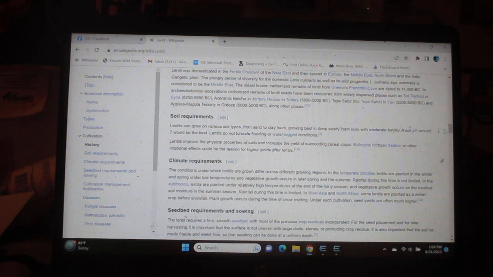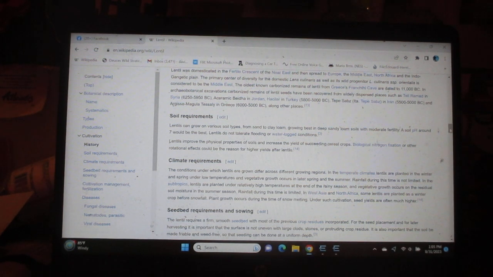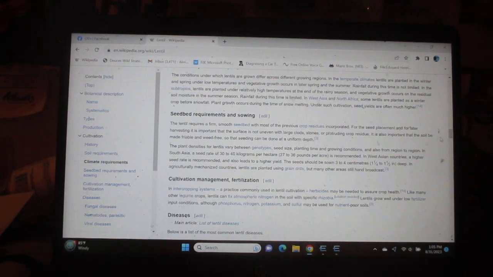In West Asia and North Africa, some lentils are planted as a winter crop before snowfall. Plant growth occurs during the time of snow melting. Under such cultivation, seed yields are often much higher. Seedbed requirements and sowing. The lentil requires a firm, smooth seedbed with most of the previous crop residues incorporated. For the seed placement and for later harvesting, it is important that the surface is not uneven with large clods, stones, or protruding crop residue.